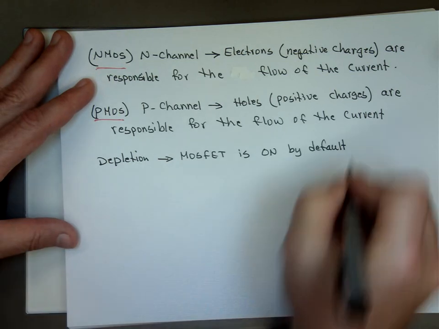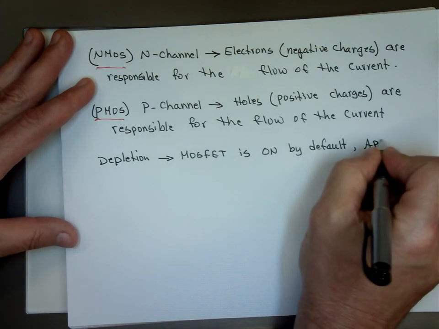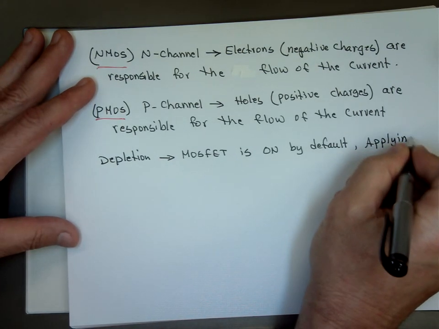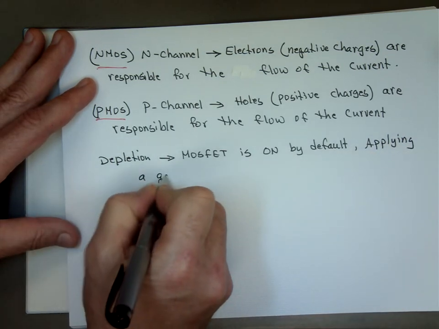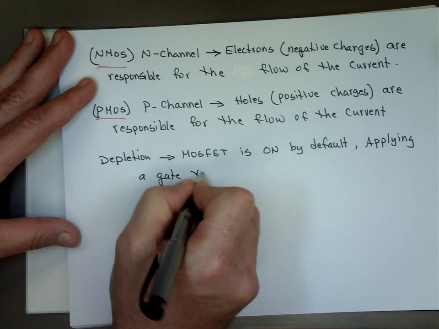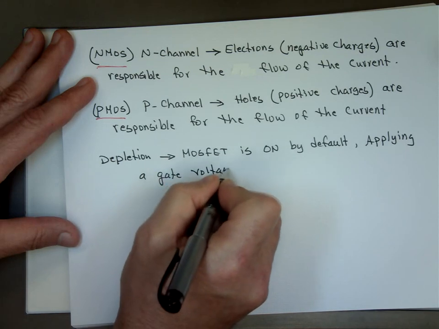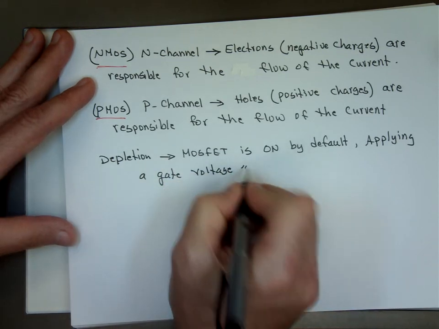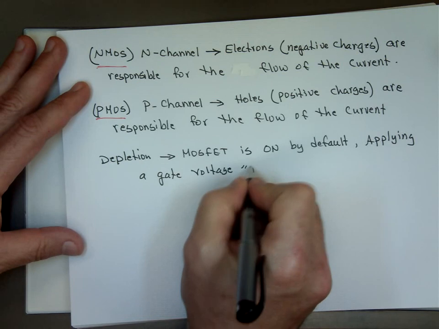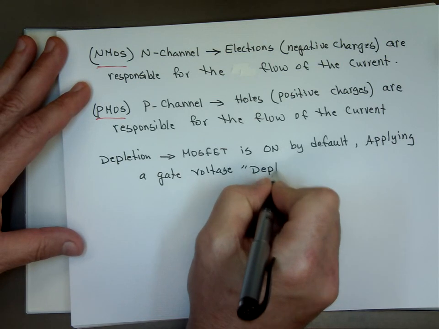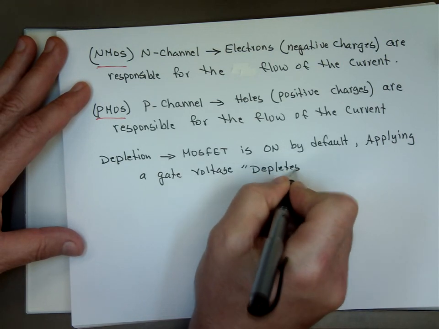And when you apply a gate voltage, it will reduce the current, but instead of the word reduce, we use depletes the current, and that's where the name came from, depletion. Depletes current.